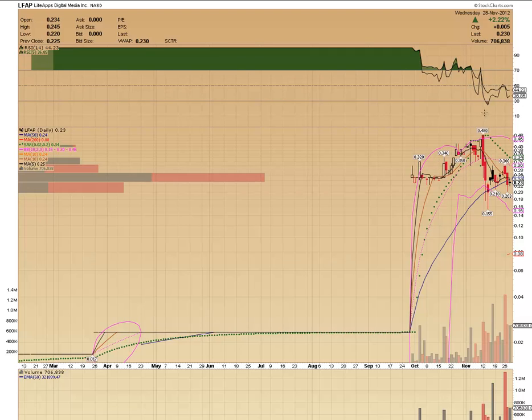So chart-wise here, what I like is the fact that the RSI is starting to curl up. You'll notice both the 14-period RSI and the 5-period RSI are starting to curl up, the 5-period more so because it's more volatile and more reactive, and that's a good sign that the stock is gaining strength. It's gaining some bullish momentum.